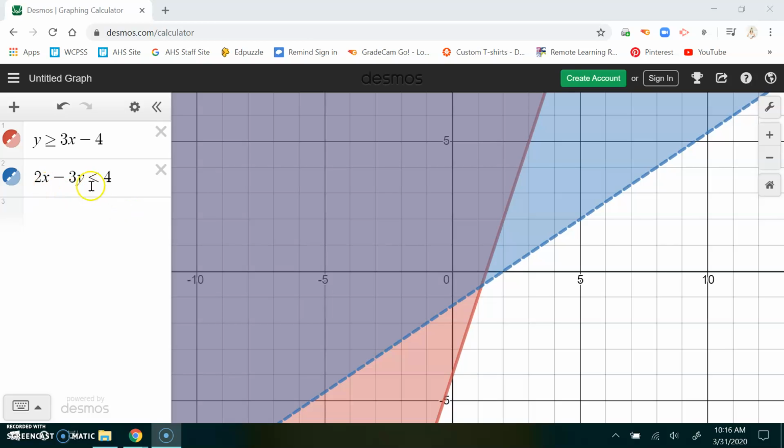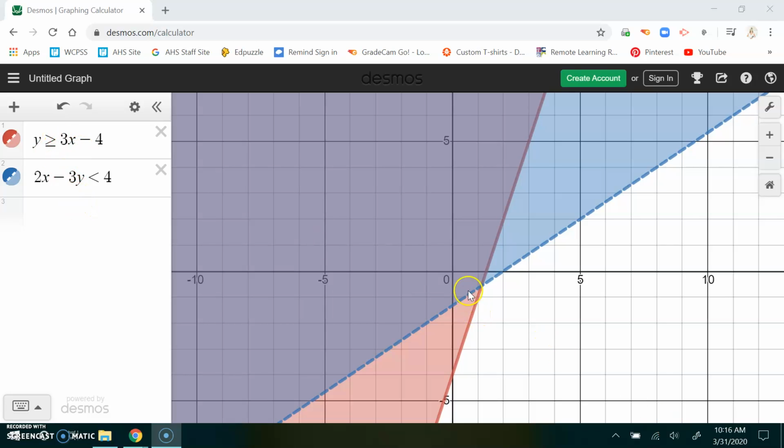In Desmos, you don't have to solve for y. You can just plug your inequalities in as is. To get this greater than or equal to symbol, you use the greater than button, which is on the period button, and then just push equals afterwards.